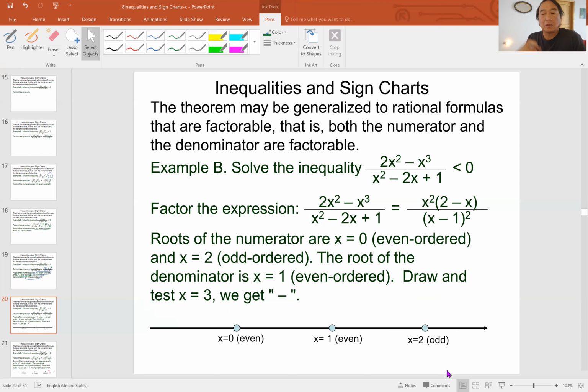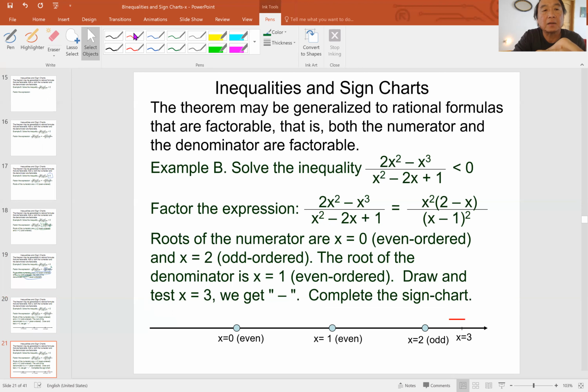And now we need one sign, so we test a sign. The easy ones are integers, say 3. You put 3 into the factored formulas: 3 in here, 3 in here, 3 squared. 2 minus 3 is negative. Everything else is positive, so that's a negative sign.